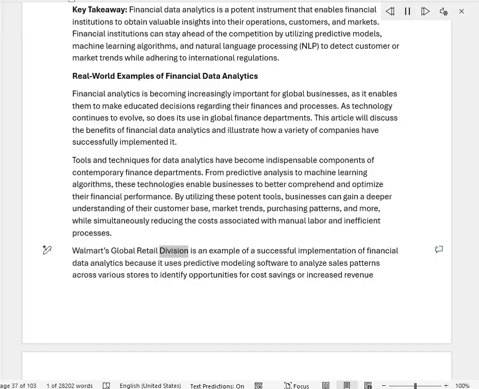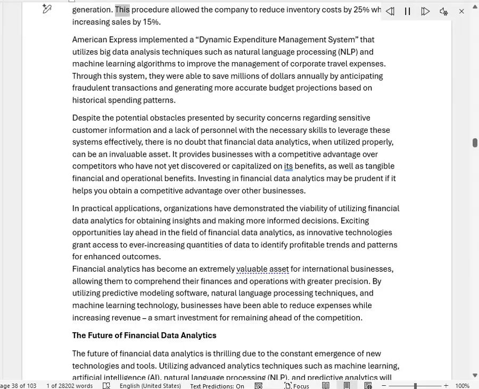Walmart's global retail division is an example of a successful implementation of financial data analytics because it uses predictive modeling software to analyze sales patterns across various stores to identify opportunities for cost savings or increased revenue generation. This procedure allowed the company to reduce inventory costs by 25% while increasing sales by 15%.